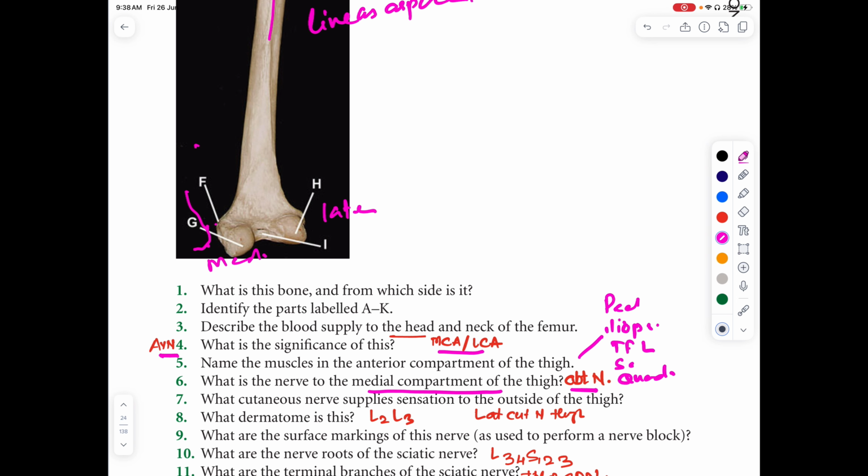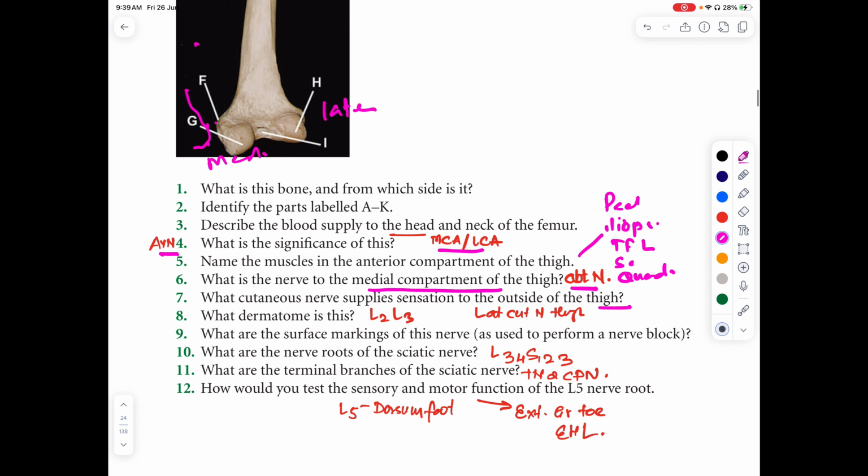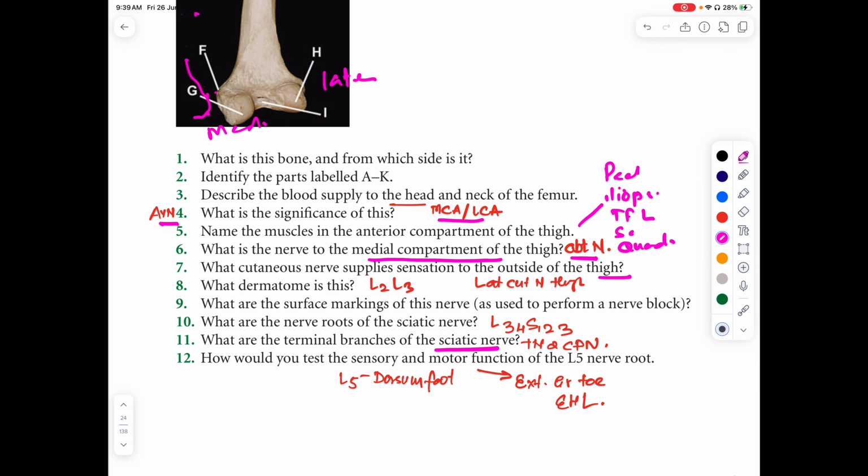What is the cutaneous nerve supply to the outside of the thigh? The lateral cutaneous nerve of the thigh. What is the dermatome? L2-3. And what are the surface markings of this nerve used to perform the nerve block? Medial and inferior to the anterior superior iliac spine, where the nerve passes below the inguinal ligament. What are the terminal branches of the sciatic nerve? It divides into the tibial and common peroneal nerves.